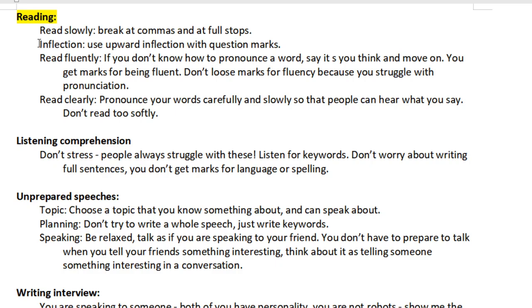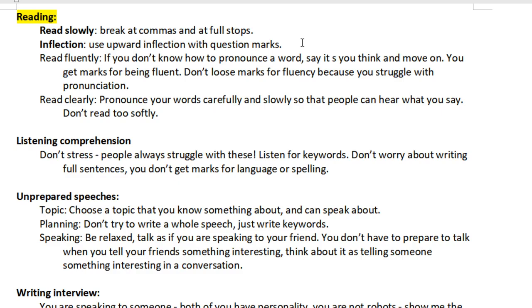Okay, then we're looking at inflection. Inflection is if you move your voice up or down. Many people tend to move their voice down at the end of the sentence. Let me give you an example. Use upward inflection with question marks. So I swallowed my last words and I put a downward inflection. But what you need to do is use your inflection to show punctuation.